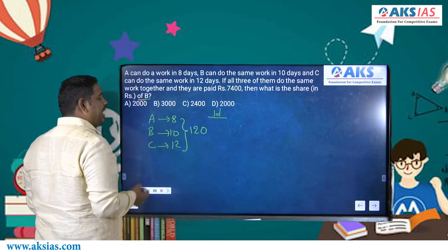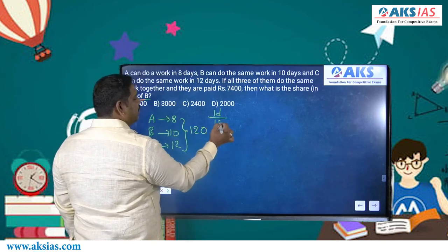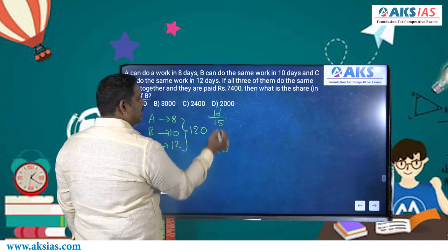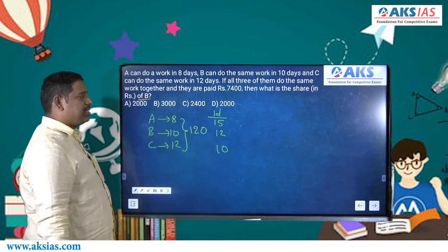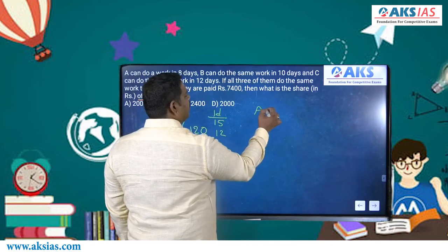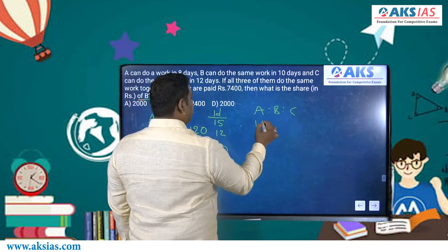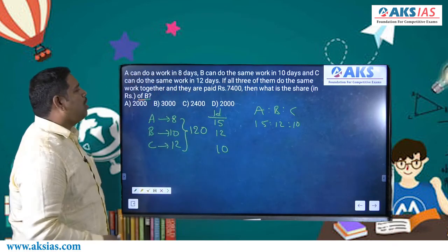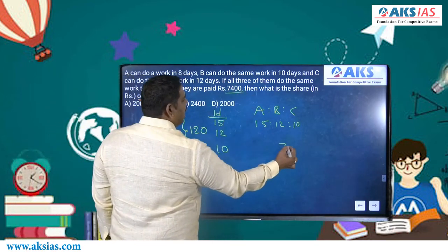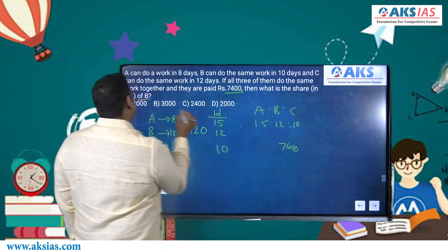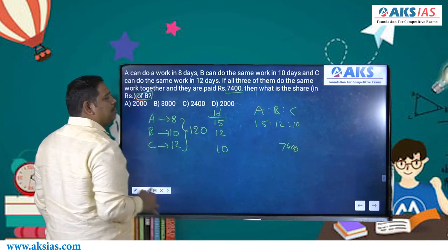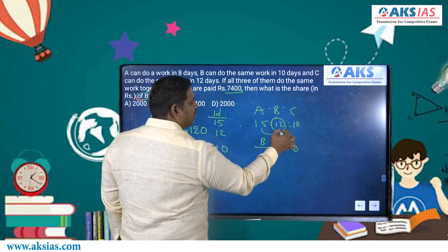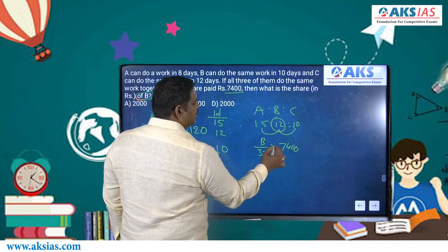120. In one day, A means 120 by 8, that is 15. 120 by 10, that is 12. 120 by 12, that is 10. This is the ratio of their efficiencies, right? That means A, B, C will receive the money in the ratio of 15 is to 12 is to 10. Is it correct? Now what is asking? Total money is 7,400. Out of 7,400, whose share is he asking? Share of B. B receives how much? 12 by total, that means 15 plus 12, 27 plus 10, 37. So B share is how much?